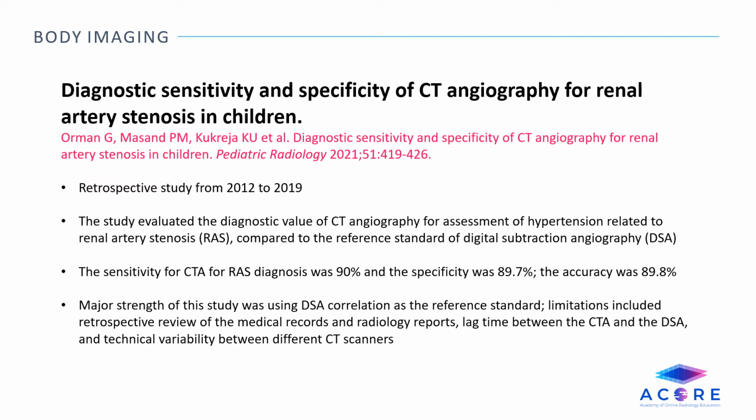Diagnostic sensitivity and specificity of CT angiography for renal artery stenosis in children. This is a retrospective study from January 2012 to May 2019 that evaluated the sensitivity and specificity of CT angiography for assessment of hypertension related to renal artery stenosis compared to the reference standard of digital subtraction angiography, or DSA. The sensitivity for CTA for renal artery stenosis diagnosis was 90%, and the specificity was 89.7%.